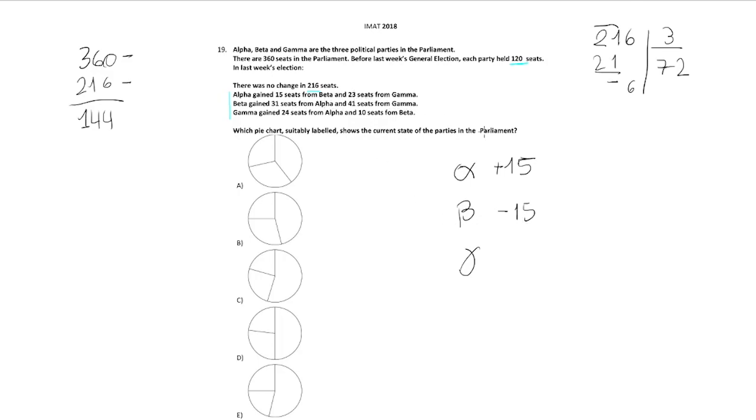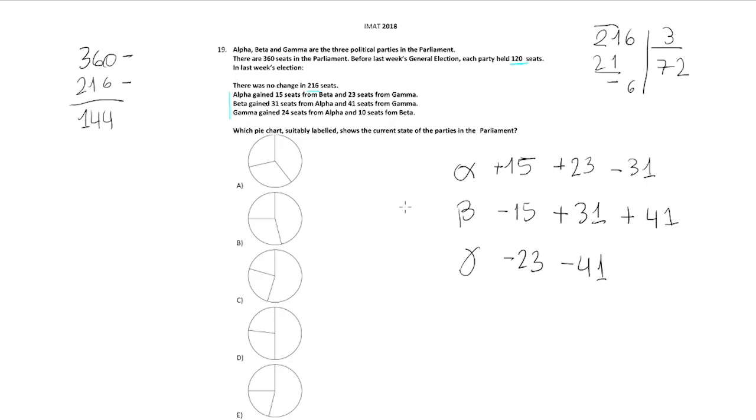And 23 seats from gamma, so plus 23, minus 23. Next we have beta, who gained 31 seats from alpha, so minus 31 for alpha, and he also gained 41 from gamma. So gamma loses these 41 seats.